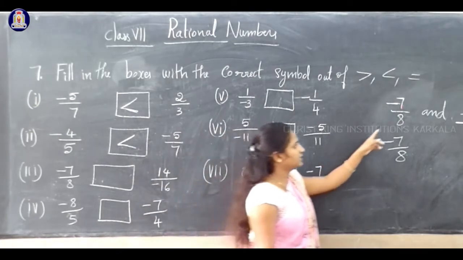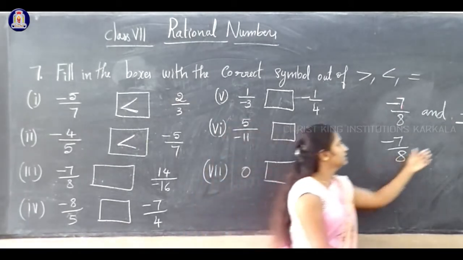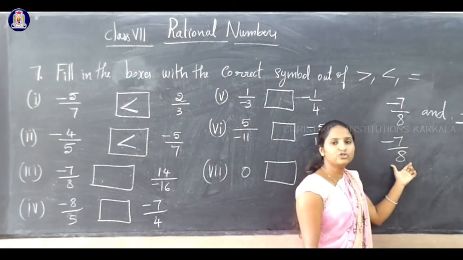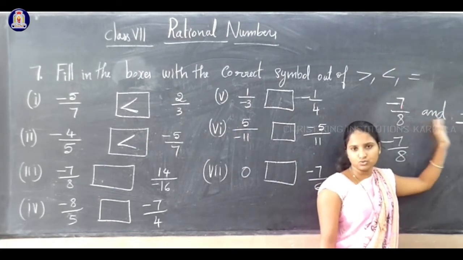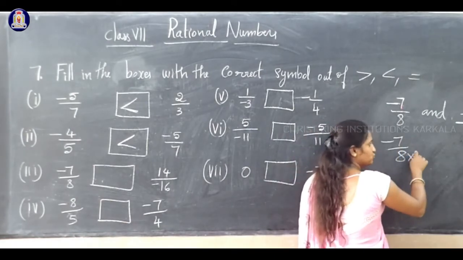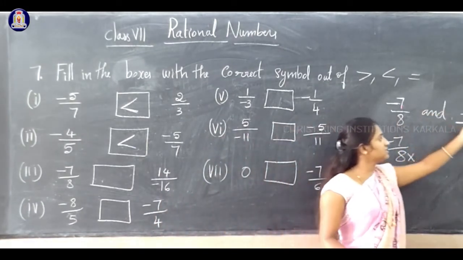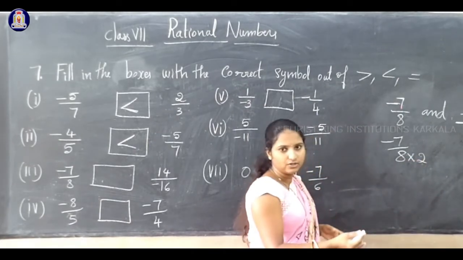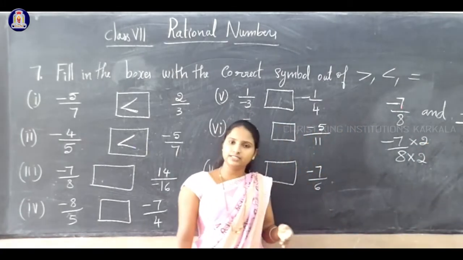The denominator here is 8 and the other denominator is 16. To make the same denominator, 8 divides 16, isn't it? So to get 16 here, how much do you have to multiply? It's simple, because 8 and 16 come in the same table. For 8, if you multiply 2, 8 2s are 16. So here also you have to multiply 2. The same number you should multiply to both numerator and denominator.